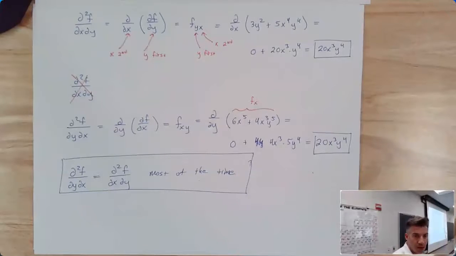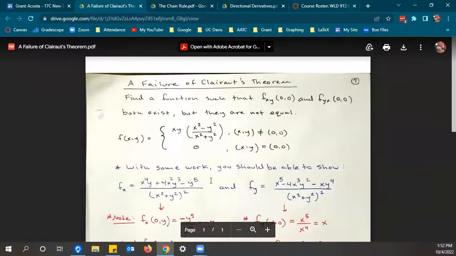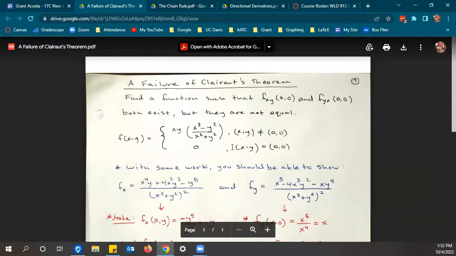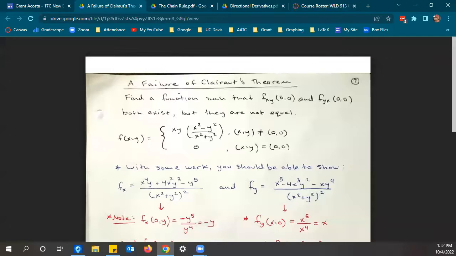So here is a function: f of x, y equal to xy times (x squared minus y squared) over (x squared plus y squared) when (x, y) isn't (0, 0), and equal to 0 when (x, y) is (0, 0). That kind of function is like the simplest example of a function where f_xy doesn't equal f_yx. So if you're seeing something at least this complicated, meaning it's got to be kind of a weird piecewise thing, it might be the case that they're not equal to each other.